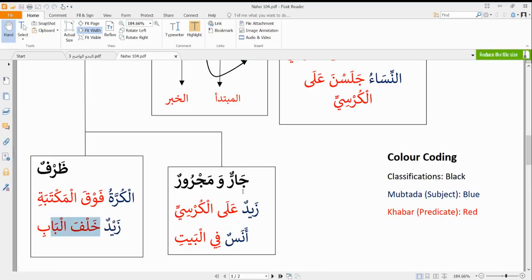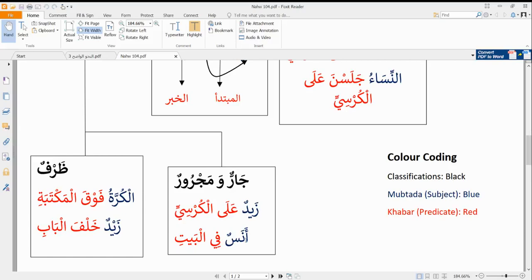However, when we have jarr and majrur, both the jarr and majrur, the entire shibhu jumla, is the khabar. So for example, we have Zaidun 'ala al-kursi, Zaid is on the chair. So 'ala al-kursi is our khabar. And Anasun fil bayti, Anas is the mubtada, and fil bayti is our khabar. Anas is in the house.